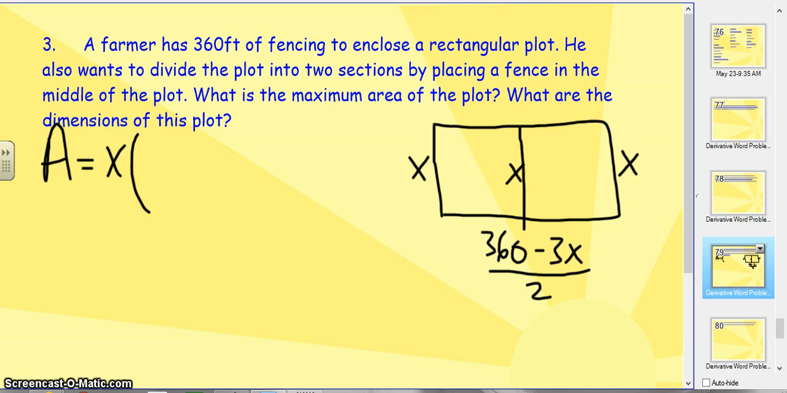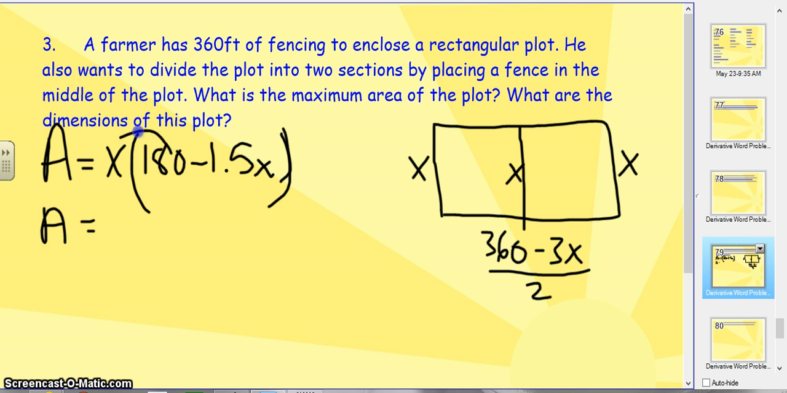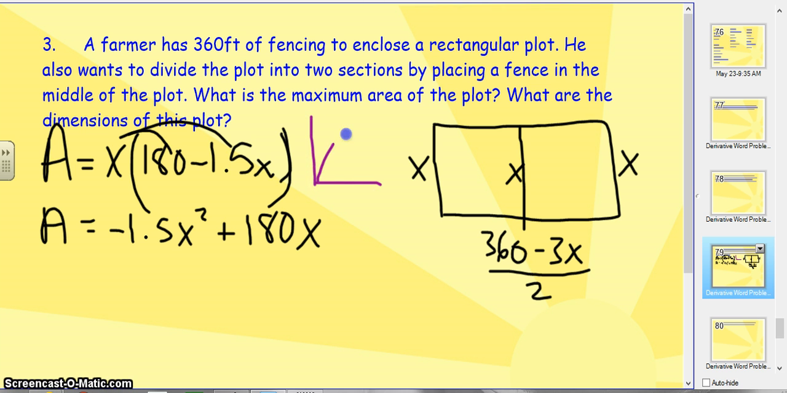So 360 divided by 2 is 180, and then minus 1.5x. And then what we're going to do is distribute. And of course, I like to write it in order because it's a parabola. So I'm going to write negative 1.5x squared first, plus 180x. Okay, so think about it. Again, this is a parabola. It's negative, right? So when we graphed it, it looked like this.